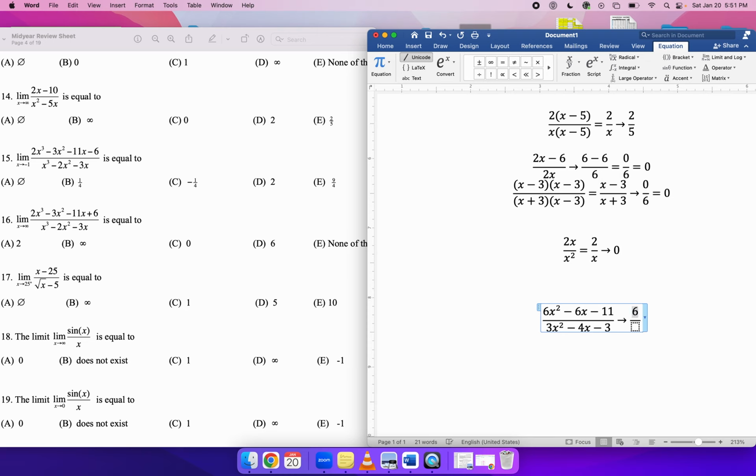That would be 6 times -1 squared, which is 6, minus 6 times -1, minus 11, over 3 times -1 squared, which is just 3, minus 4 times -1, minus 3. The top is 6 plus 6, which is 12, minus 11, which is 1. The bottom is 3 minus -4, so it's like 3 plus 4, that's 7. Take away 3 is 4, so I think that's 1/4.